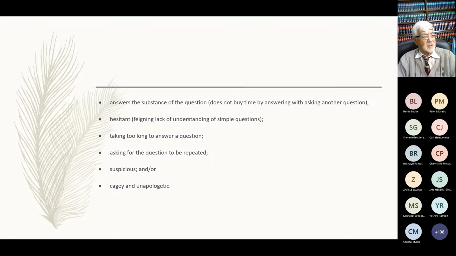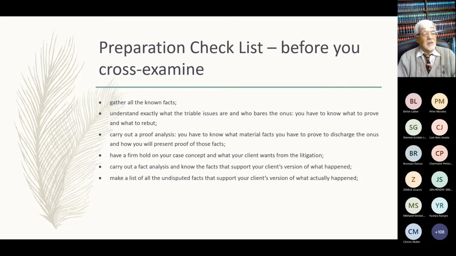A hesitant witness, someone who feigns lack of understanding to simple questions, okay? They understood the question, but they'll pretend like they didn't understand it. They take too long to answer the question, asking for the question to be repeated. Look suspicious, cagey, unapologetic. So those are the things that relate to demeanor. But like I say, if you appear in the same division a lot, you'll get to know which judges take demeanor seriously and which don't.